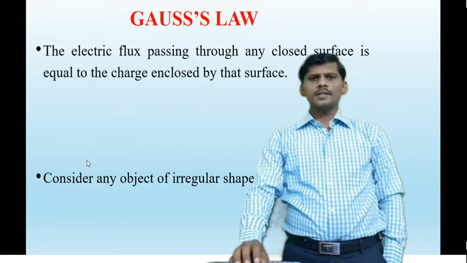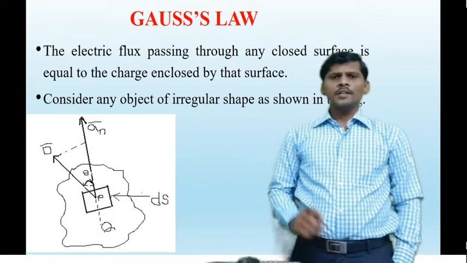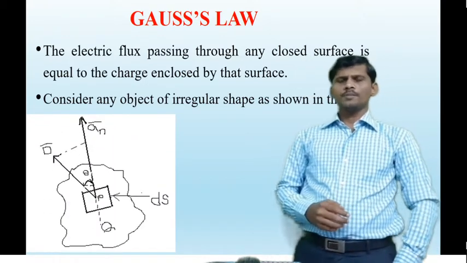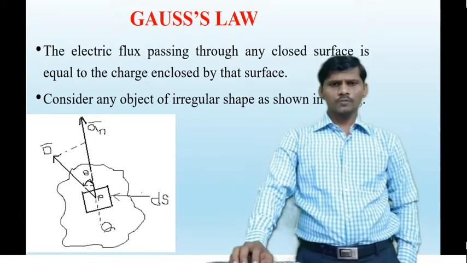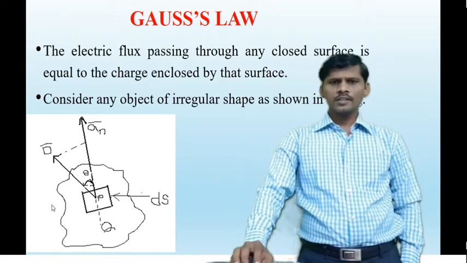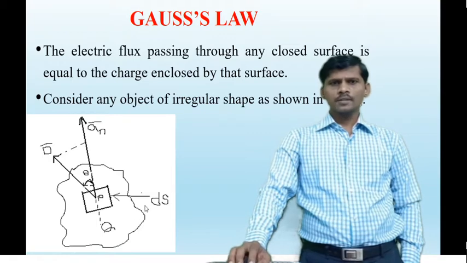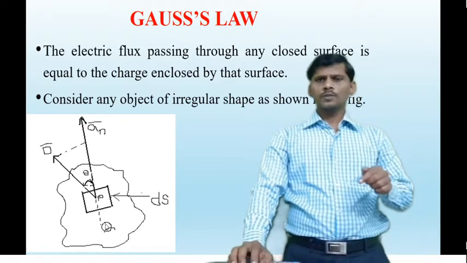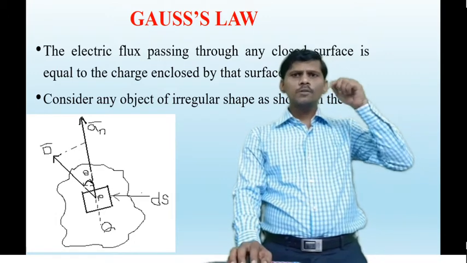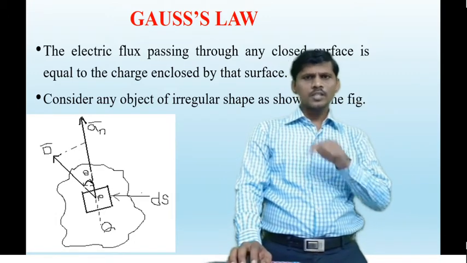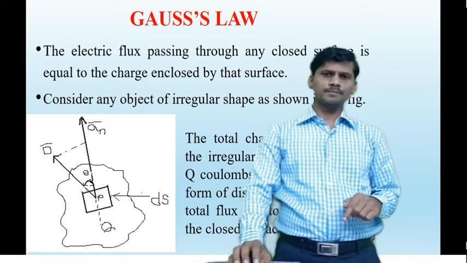So consider any object of irregular shape, as shown in the figure. This is an irregular closed surface. The electric flux passing through the closed surface is equal to the charge enclosed by that surface. That is the statement of the Gauss law.